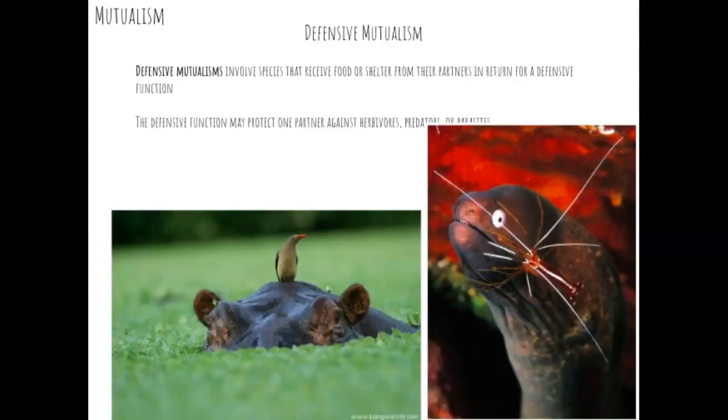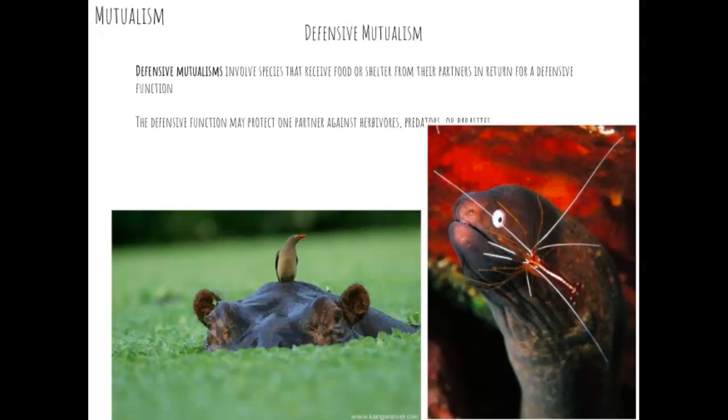There are also defensive mutualisms where you have species receiving food or shelter from their partners in return for a defensive function. So that defensive function may protect one partner against herbivores or predators or parasites. An example of this are hippos, which have a mutualistic relationship with oxpeckers, which are the bird.